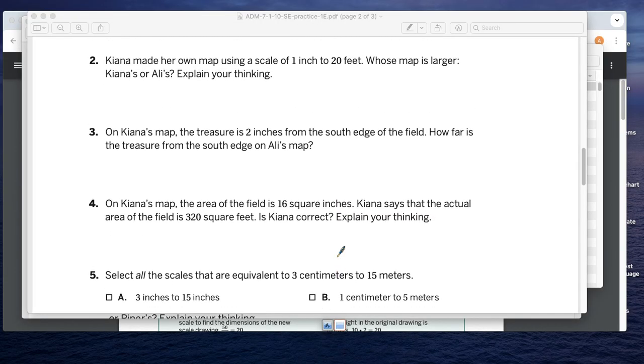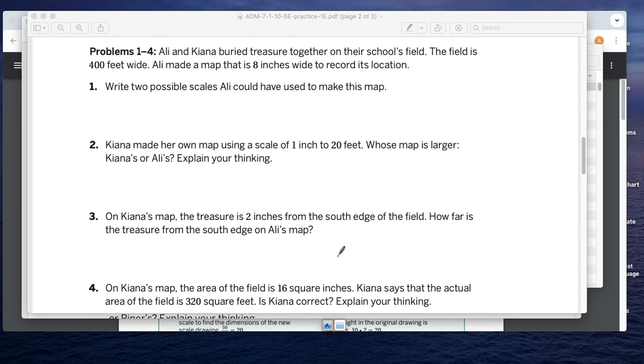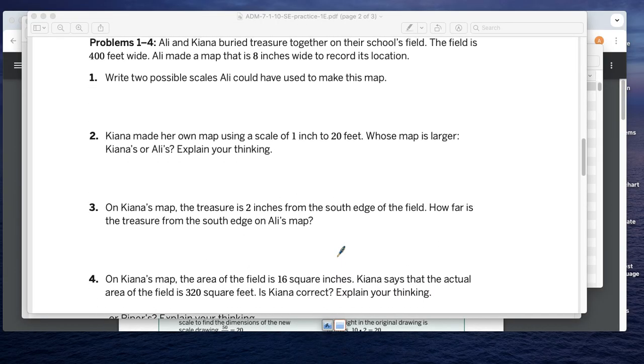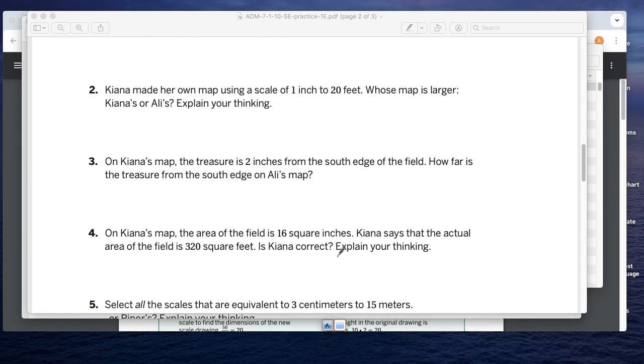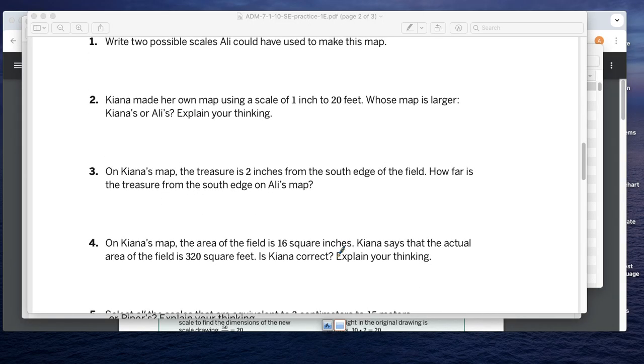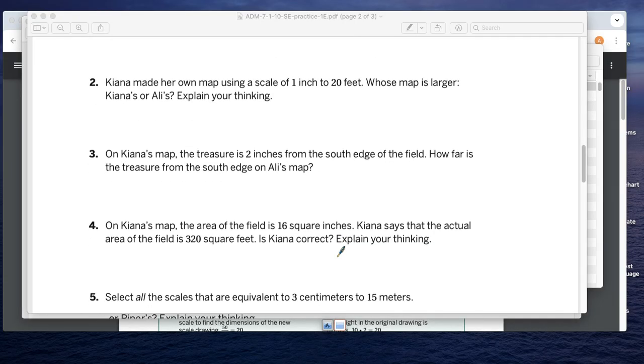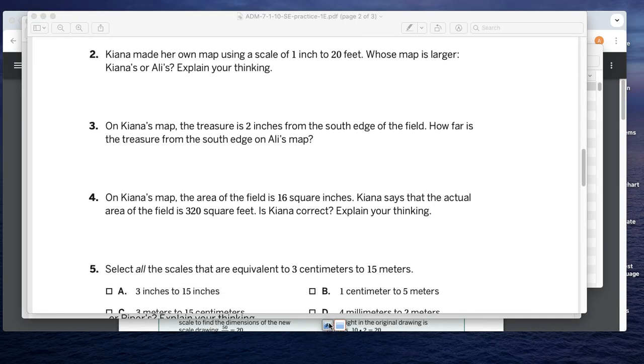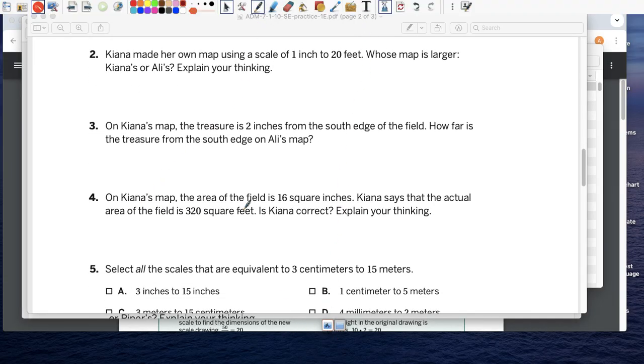For Kiana's map, okay, the area of the field is 16 inches square. Ugh, okay, this one's a tough question. So, let's see if I can do this correctly. On Kiana's map, the area of the field is 16 inches square. So, 16 square inches. Let's think about what a square inch looks like.